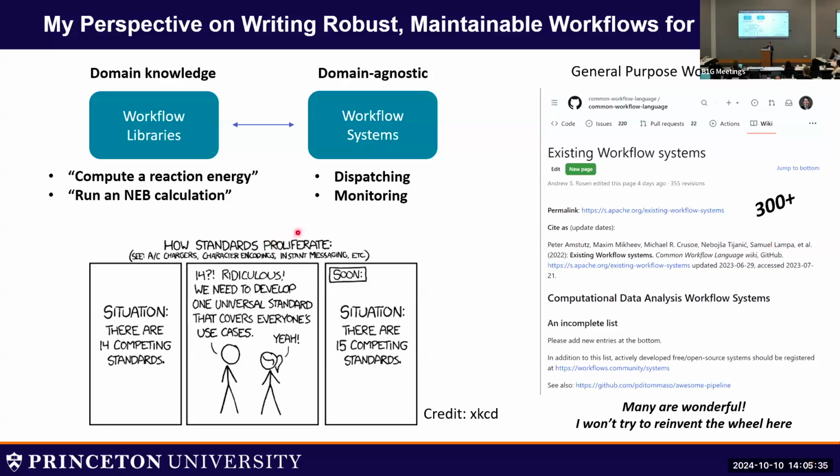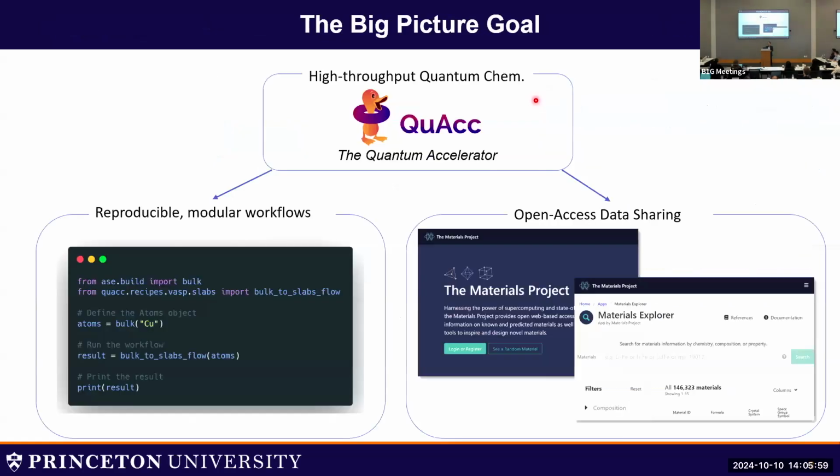So what I want to emphasize is that I'm not reinventing the wheel here. I'm not going to make the 301st or the 351st, but rather try to build upon these resources. And this XKCD comic kind of summarizes that, right? There's 14 competing standards. 14 will make one universal standard. Right now you have 15 competing standards. So in this case, I want to take advantage of these existing domain-agnostic workflow systems while keeping them separate from the domain science itself.